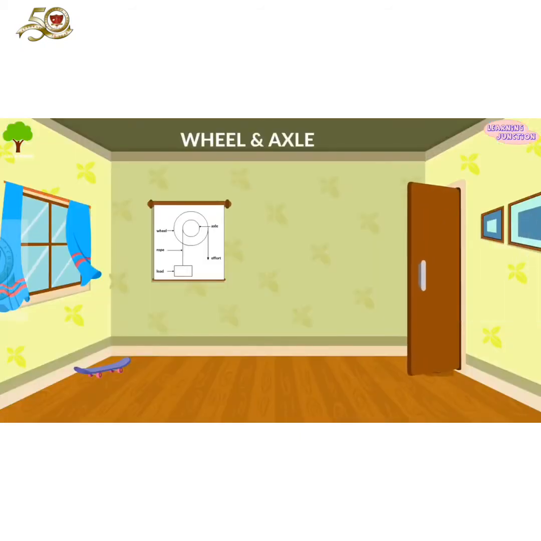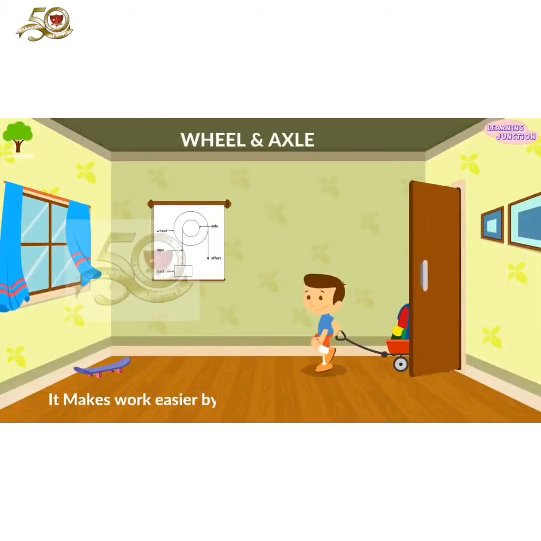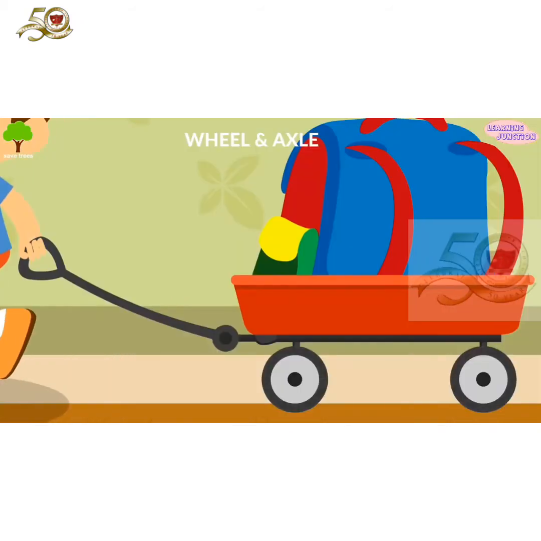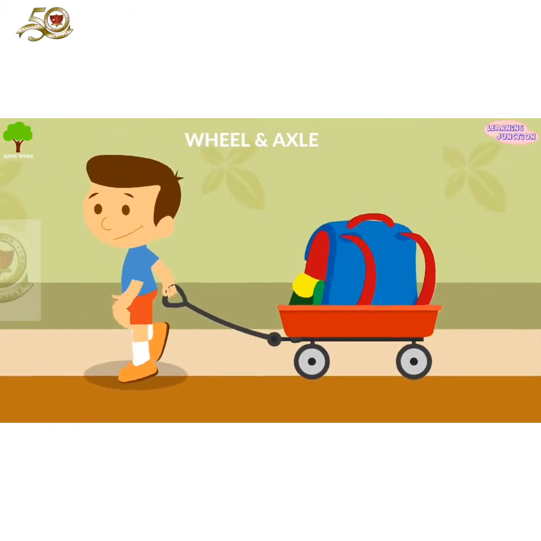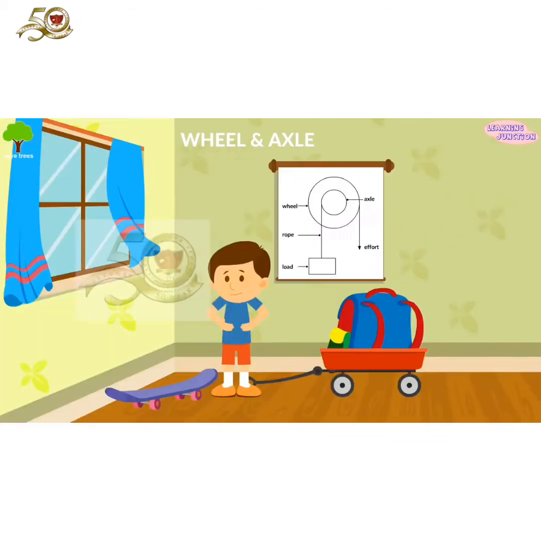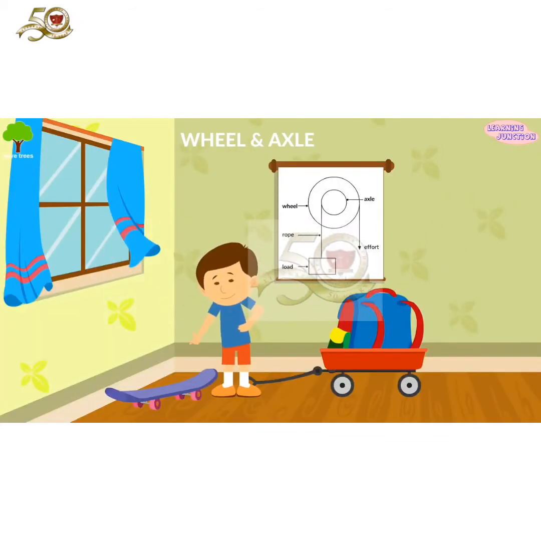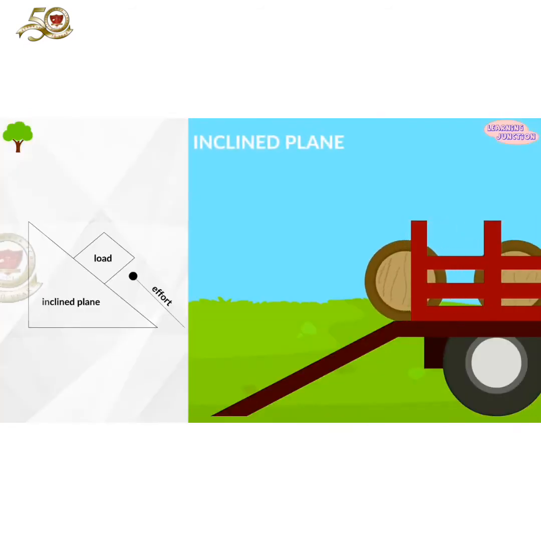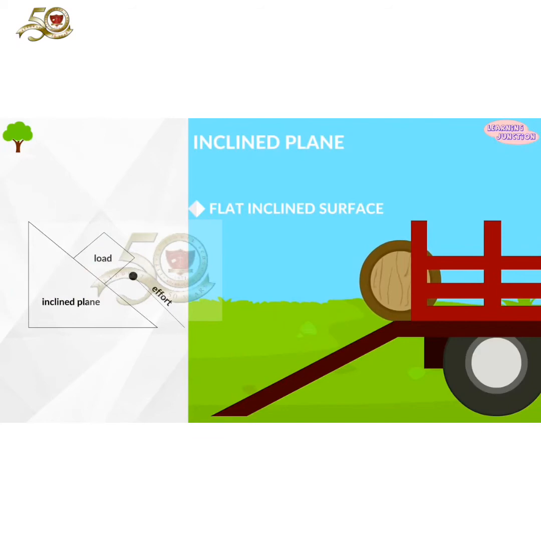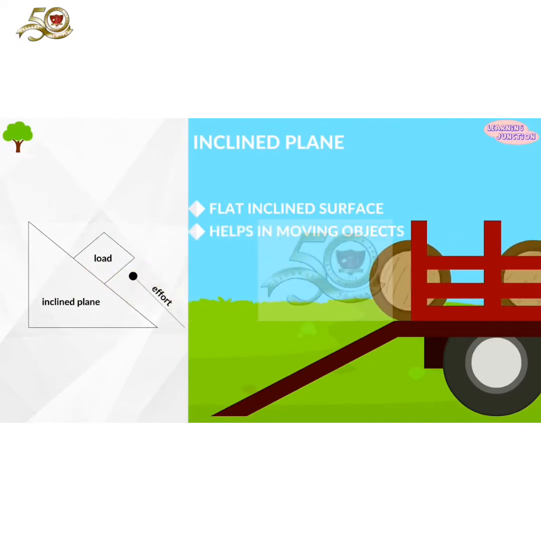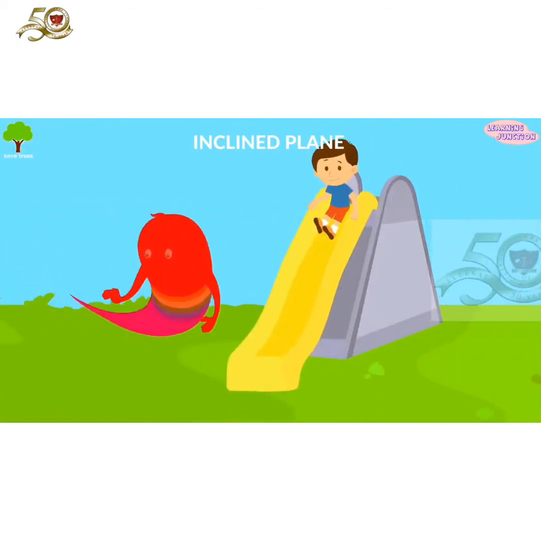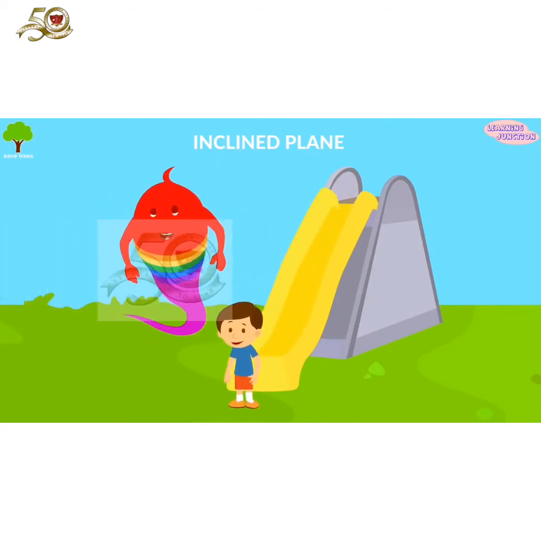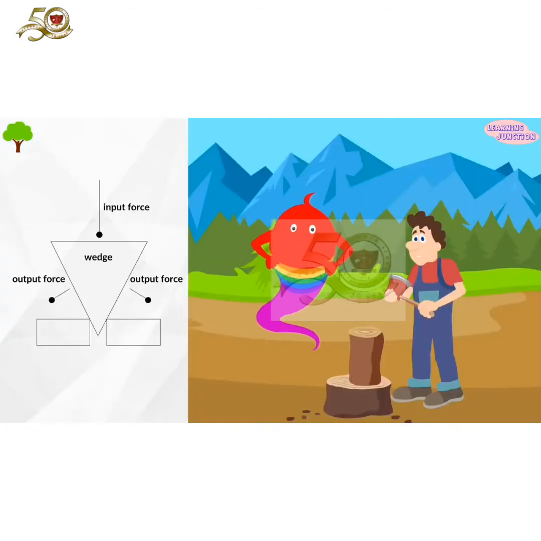Wheel and axle. It makes work easier by moving the objects across distances. The wheel turns with the axle causing movement. An example is your skateboard. Inclined plane. It is a flat surface that is inclined, so it can help move objects across distances. Aha! This slide is also an example of inclined plane.